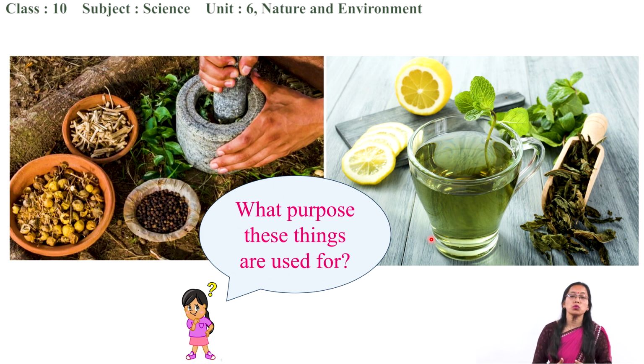And we used to have green tea using pudina, lemon, turmeric, etc. Why are we using those things? That means those herbal medicines help to improve our health. So today we discuss those plants which have medicinal values, and how they help us to cure various kinds of health problems in our day-to-day life.